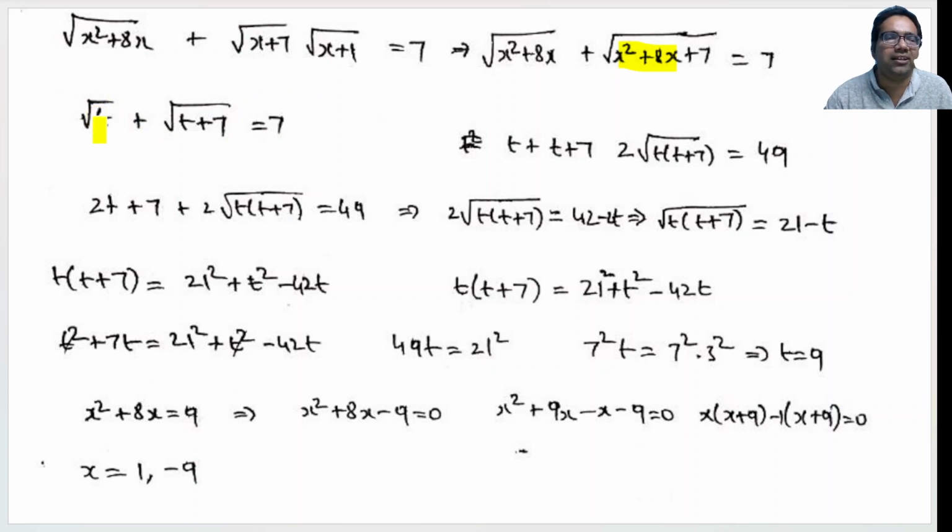Root 9 is 3, 9 plus 7 is 16, so this is 4. 3 plus 4 equals 7. Just by looking at it, we can clearly say that t equals 9 is the solution.